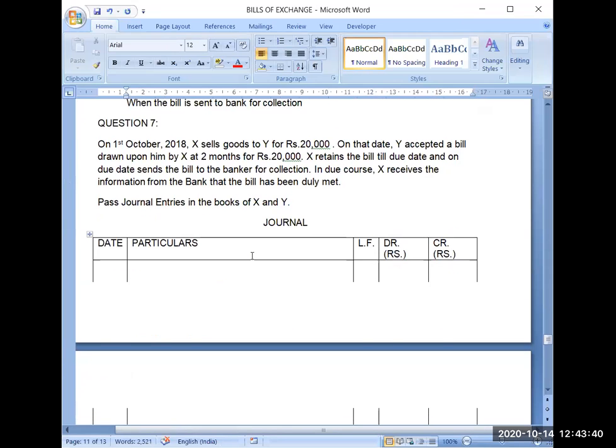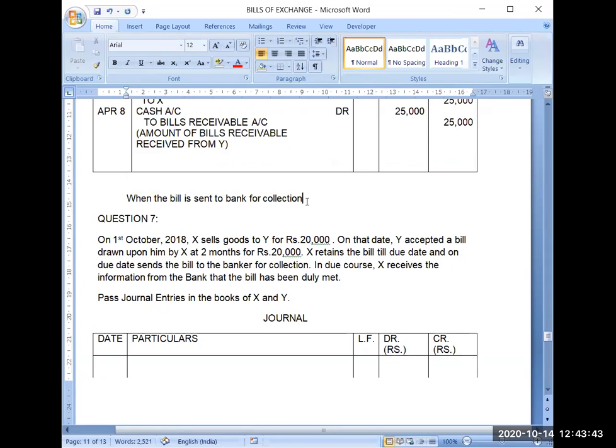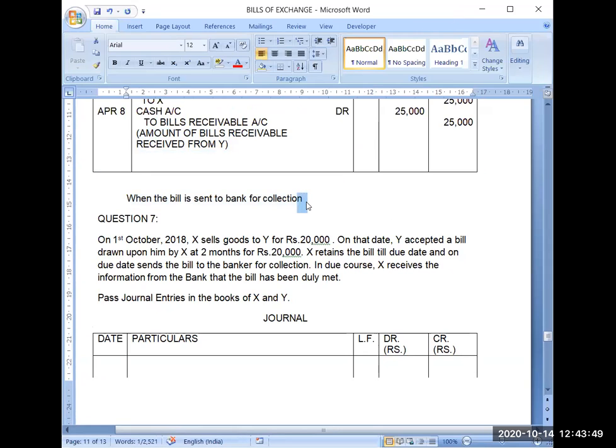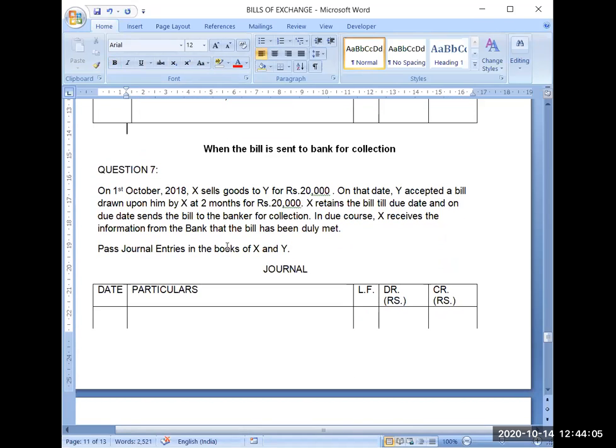Now coming to the next question and last topic is when the bill is sent to bank for collection. So first use was when the bill was retained by the drawer. Second was when the bill is discounted from the bank. The third was when the bill is endorsed to third party. And fourth one is when the bill is sent to bank for collection. So now how you will be recording this?